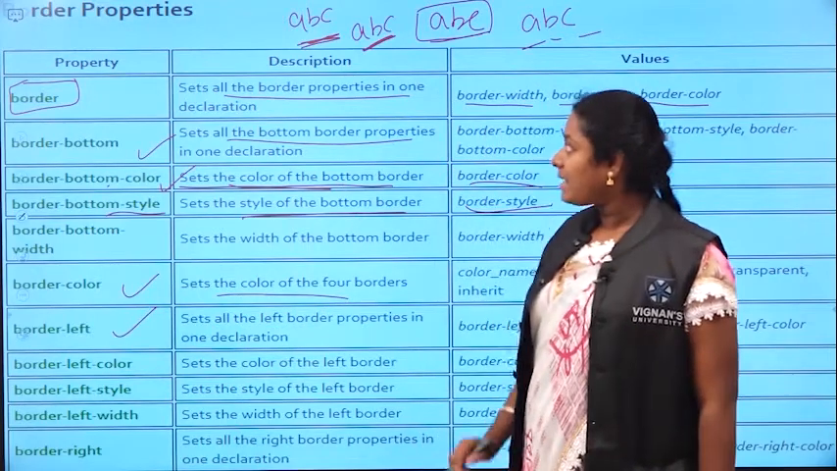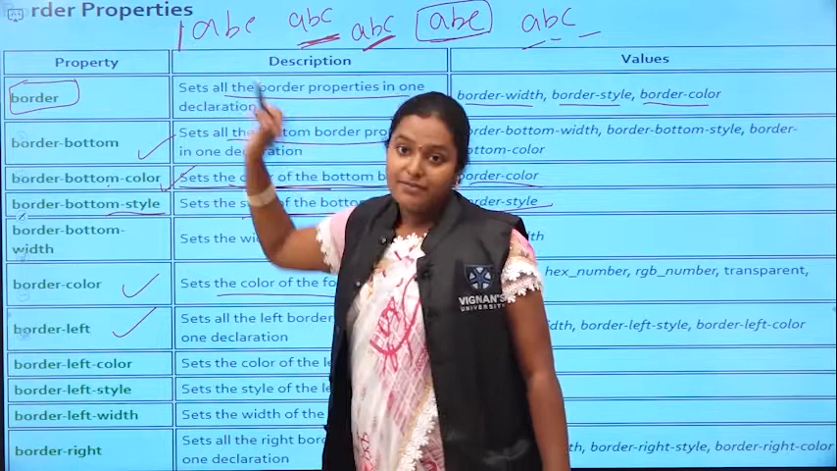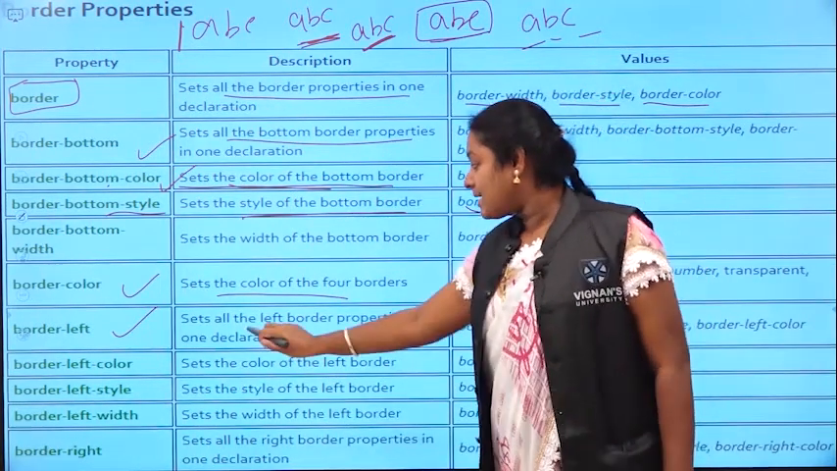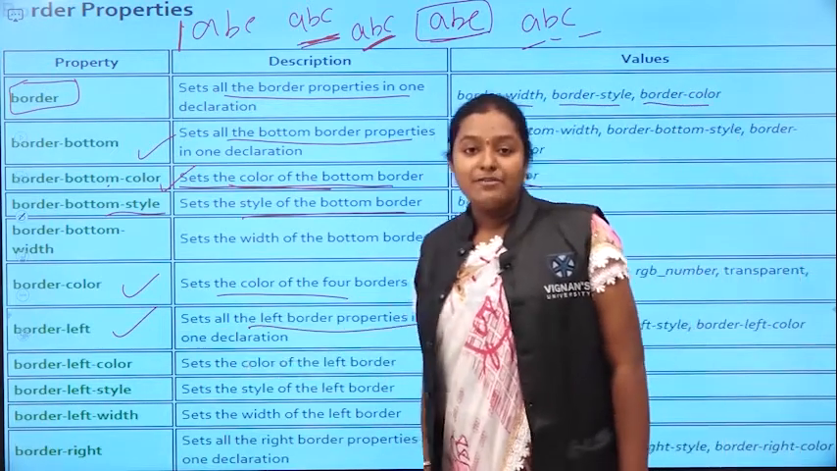So border left is nothing but for a text. So this is called as border left. So only a single side border will come to the corresponding text. To set the left border properties in a single line, you have to use the border left property.